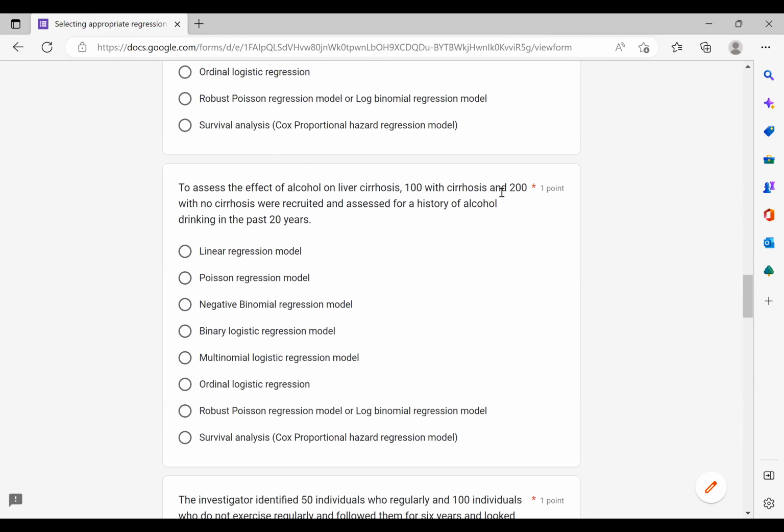This is 100 cirrhosis, 200 no cirrhosis. This is a case control design. And the outcome is binary, so we can use binary logistic regression.